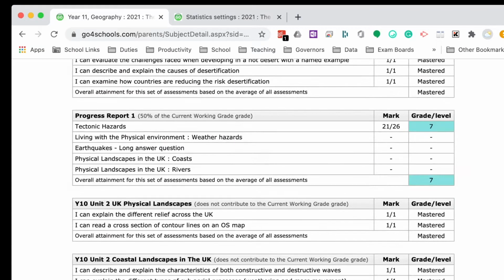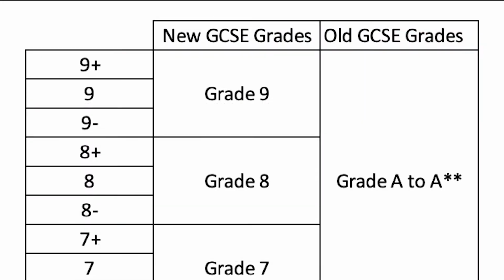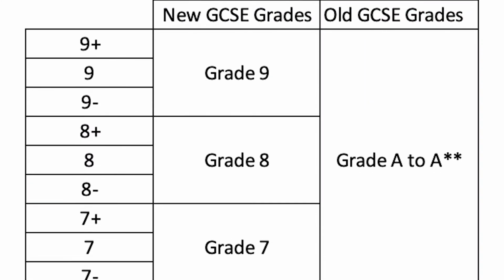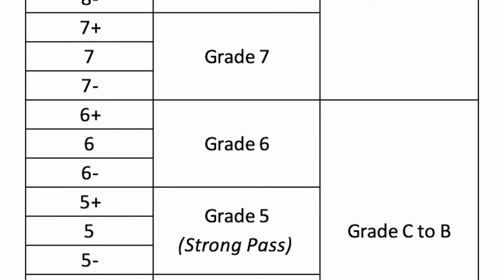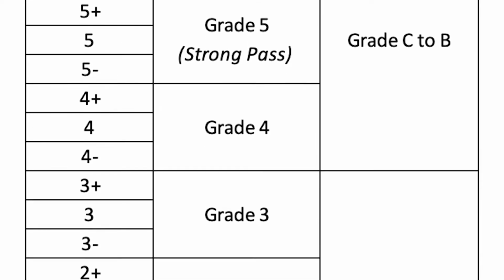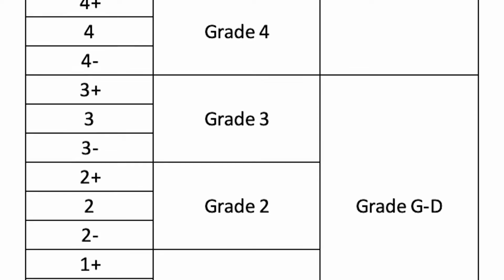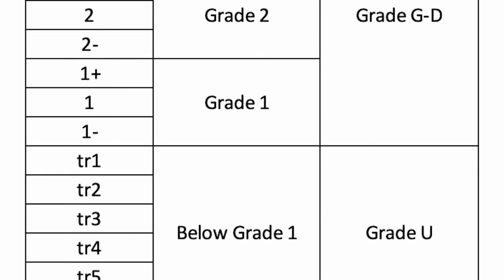And I can scroll down here. I can see that actually they did a test on tectonic hazards, and that was marked around about a grade 7 on the GCSE scheme. Now remember, the GCSEs go from 1 to 9, where 9 is the highest grade, 1 is the lowest grade. We also have another range of grades from TR1 to TR6, which are grades below a grade 1. So if on our targeting system the student hasn't quite met a grade 1 level yet, then we needed a grade system below that so that they're on there as well.